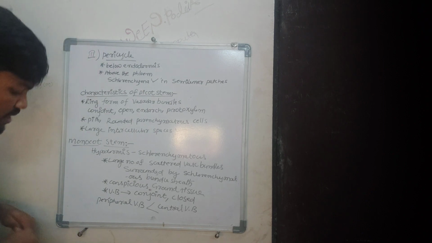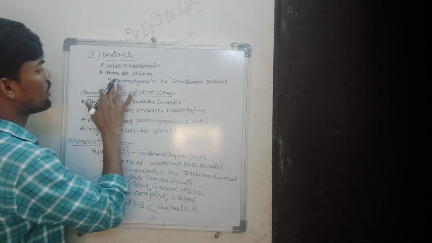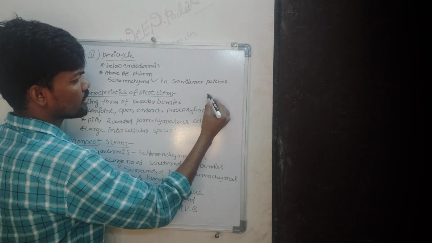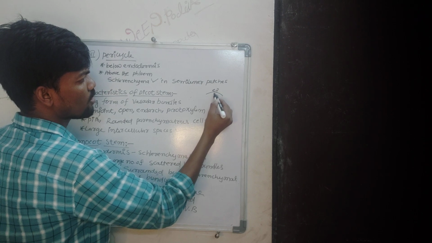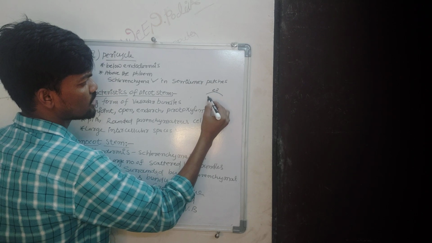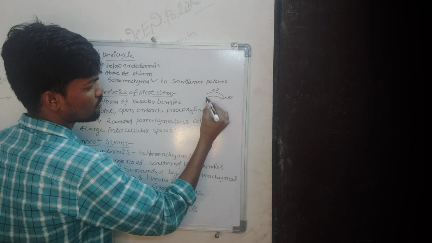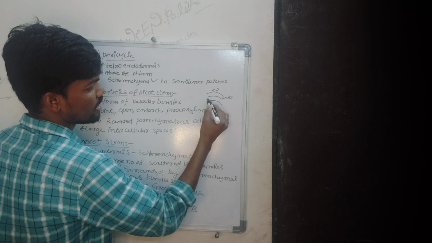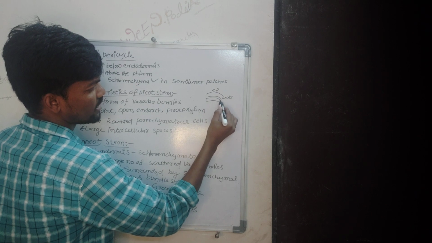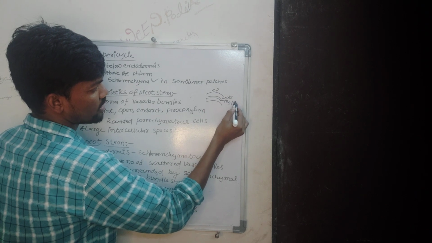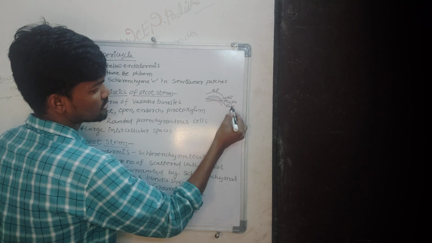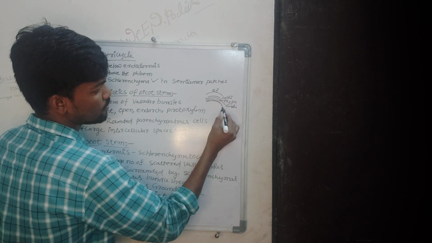Actually, the phloem is like this. Suppose this is the epidermis; below the epidermis the cortex will be present. The cortex has some layers. Among these layers, the first layer is the hypodermis, the next one is the endodermis layer, and the next one we call the pericycle.